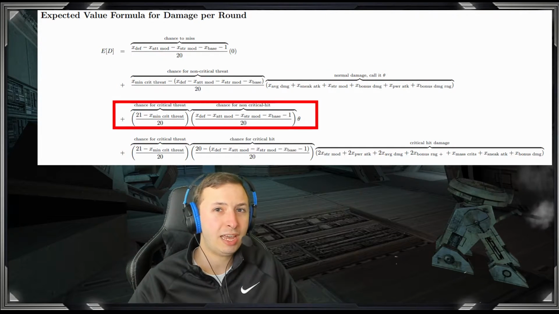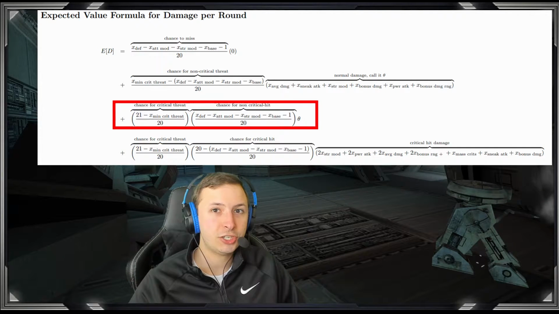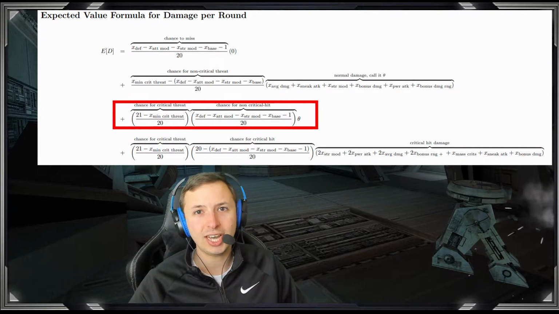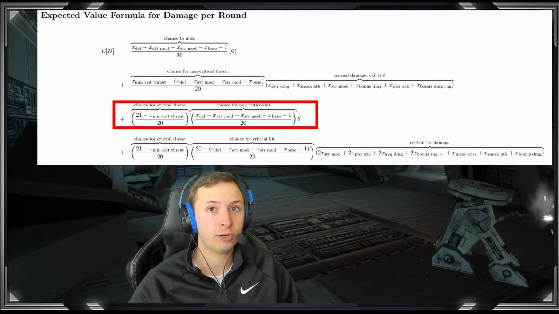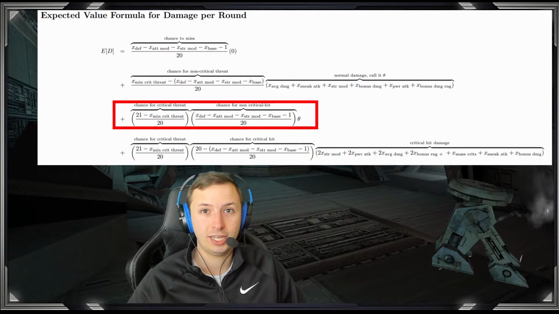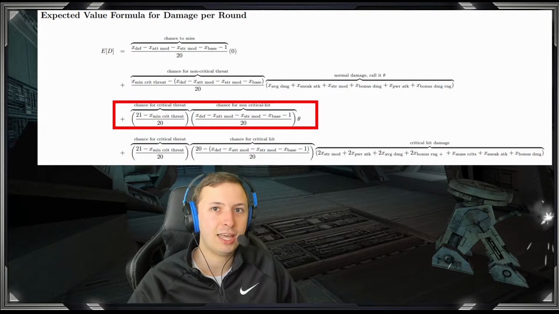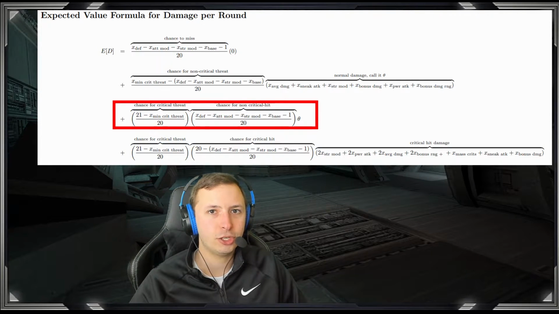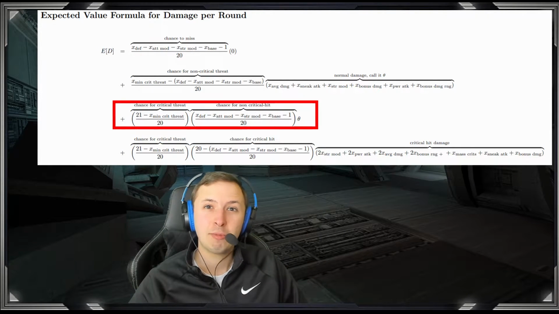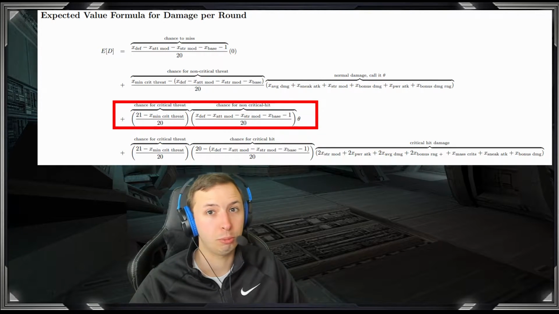Now the third line, we have to break up into 2 cases. The first is if we score a critical threat, but we do not get a critical hit. And the second, which is going to be the final row, is if we score a critical threat and manage to land a critical hit. Now, the chance if you score a critical threat but don't make a critical hit is going to be you hit into that threat range. So that is just going to be the chance that you make a critical threat but fail your attack roll, and that's going to be multiplied by theta, or just our chance for normal damage.